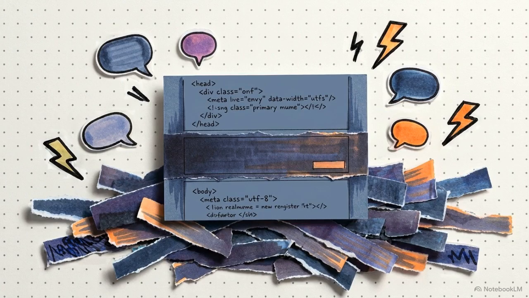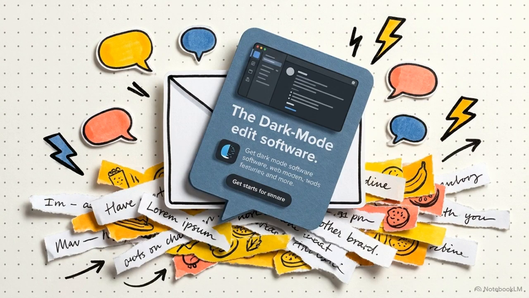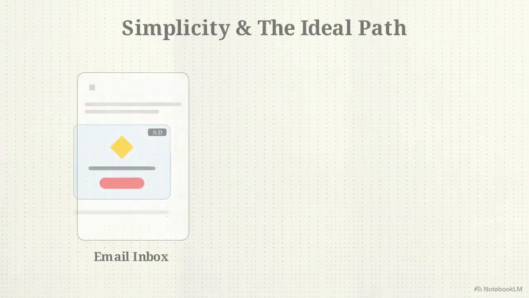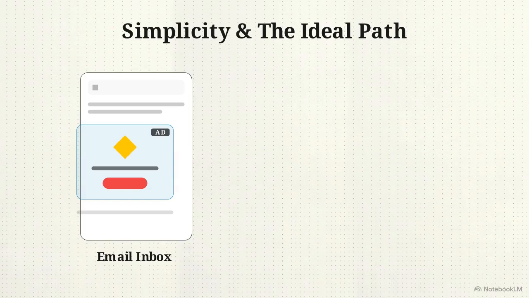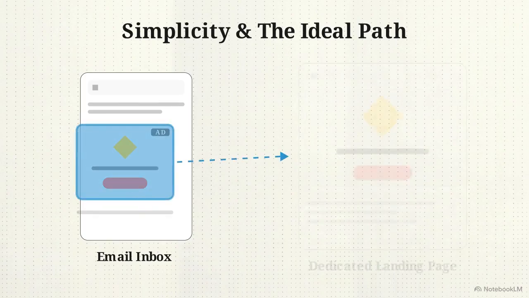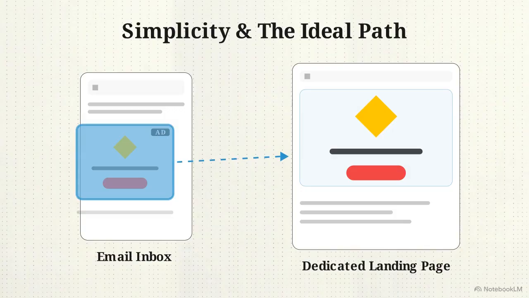An ad for a software tool will perform well in a tech newsletter, but fail in a cooking newsletter. The promotion must align with the specific reason the subscriber opened the email. Finally, use simplicity. This diagram shows the ideal path: a single, visually clean message that directs the user to a dedicated landing page designed specifically for that audience.